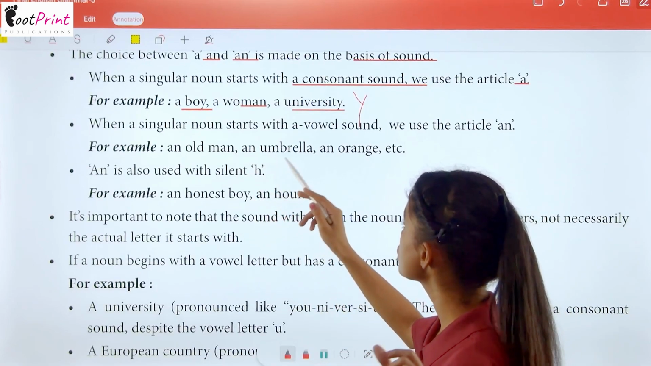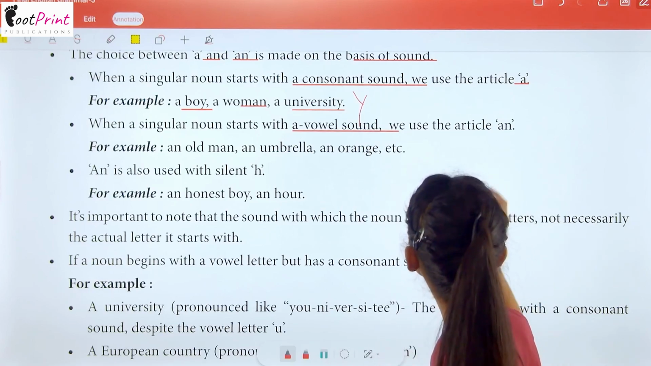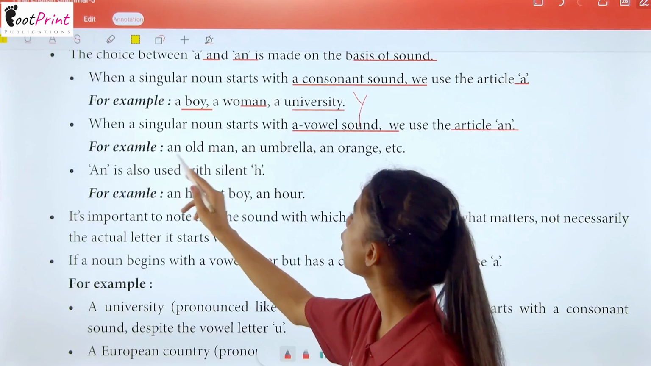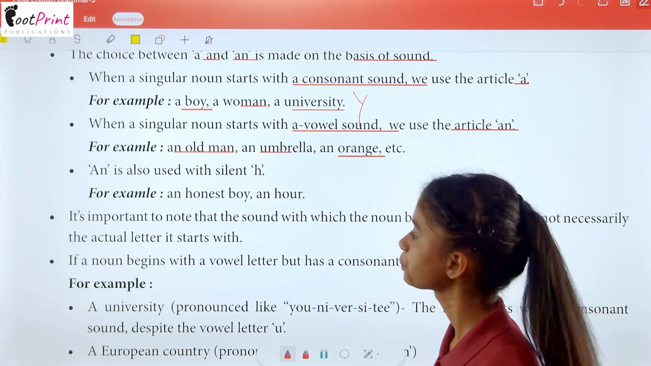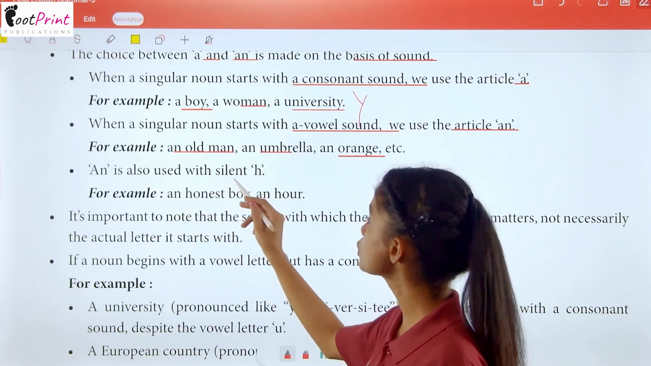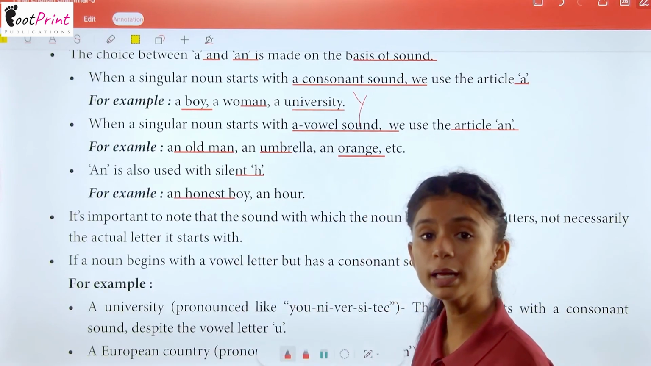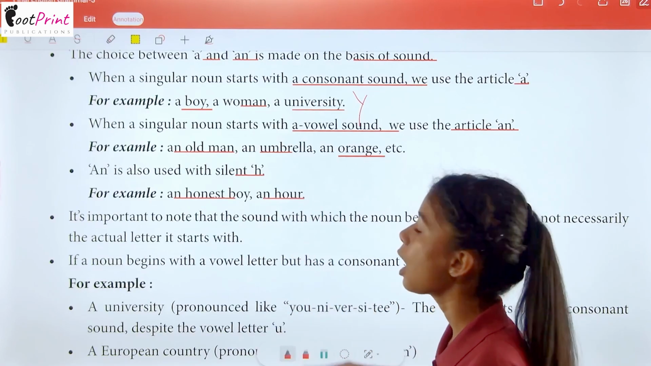When a singular noun starts with a vowel sound, not a vowel but a vowel sound, we use another article, that is an. For example, an old man, an umbrella, an orange, etc. An is also used with silent H. How? An honest boy. Why? H is silent and the sound is of a vowel.